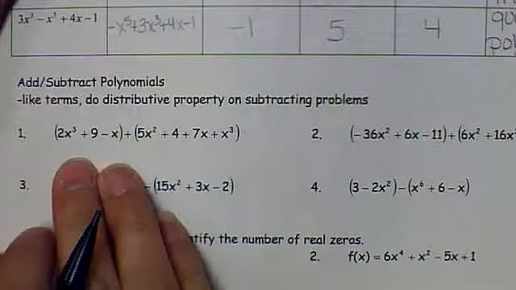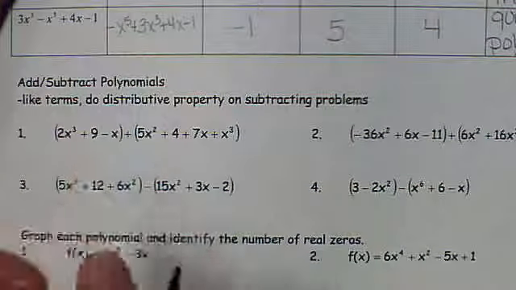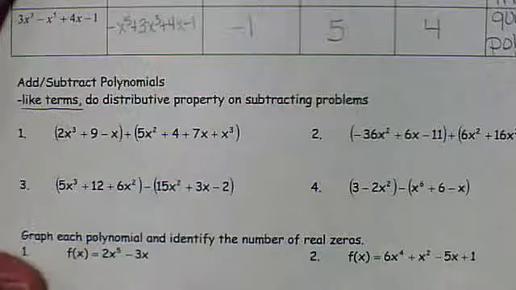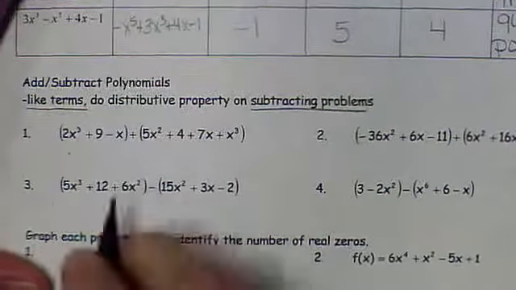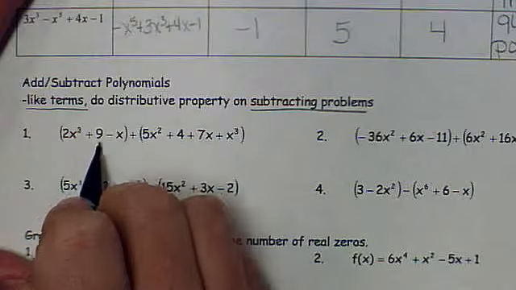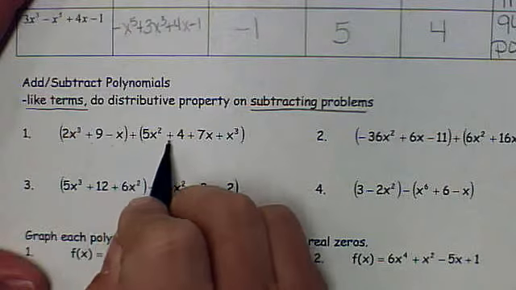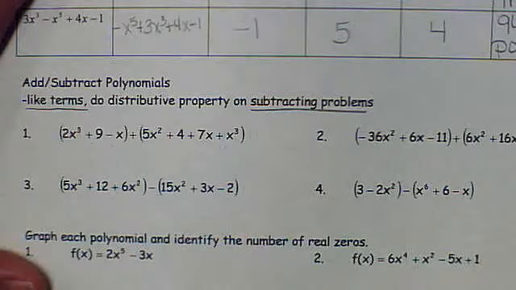Our next topic is adding and subtracting polynomials. And this is a review. It's like terms. And you do the distributive property on subtracting problems. So problem number 1, 2x cubed plus 9 minus x plus 5x squared plus 4 plus 7x plus x cubed. We're going to put our answer in standard form.